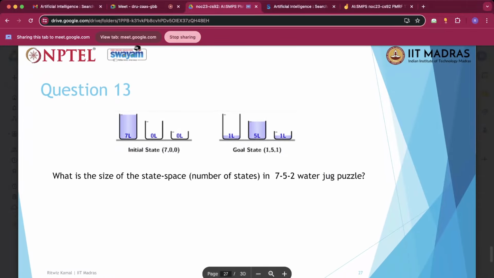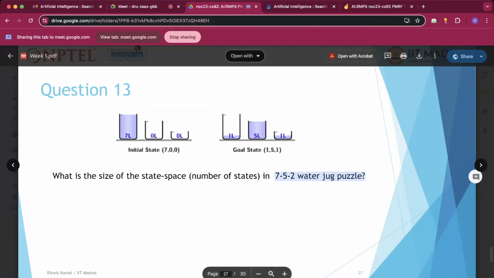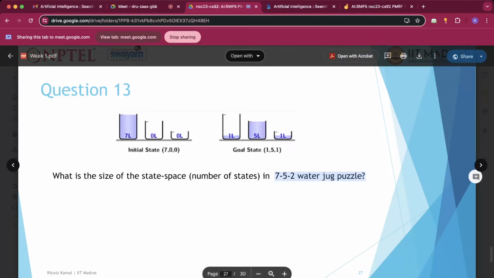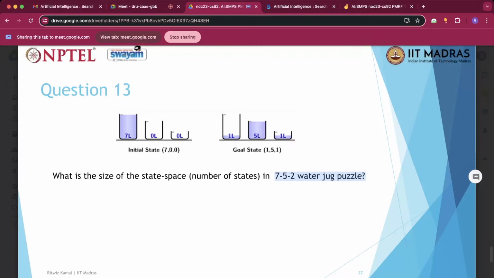What is the size of the state space? Number of states in the 752 water jug problem. The 752 water jug puzzle means that the capacity of each of the jugs is 7, 5 and 2 respectively. You can even do an activity where you change the capacity of these jugs, let's say 8, 5, 9, something like this, and then see whether there is a solution that can be achieved in a simple way.